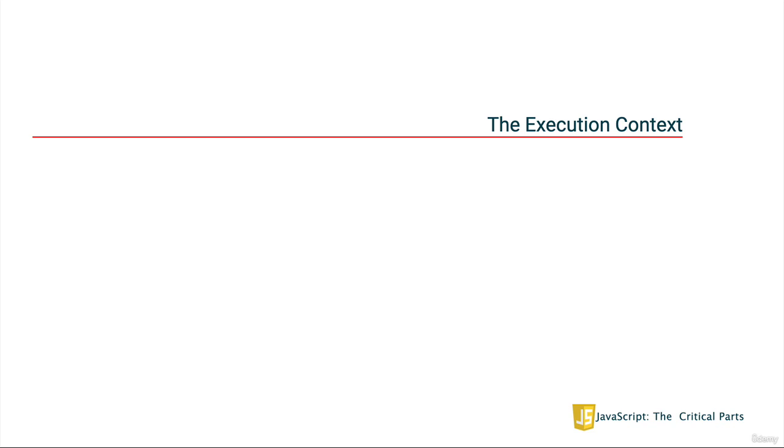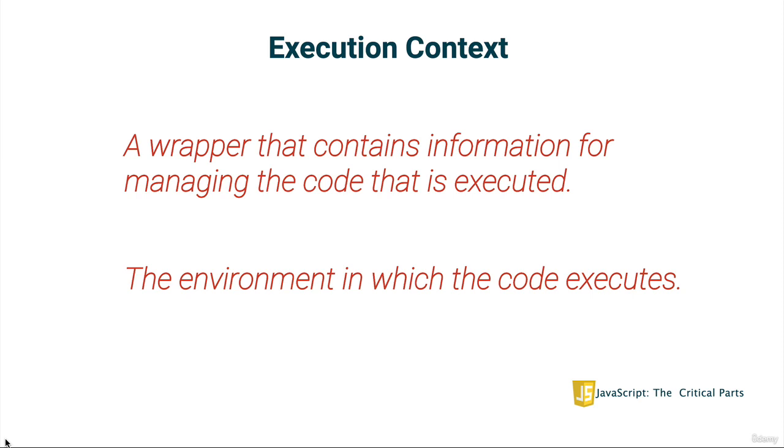Now let's first look at a couple of definitions of the execution context. So one, a wrapper that contains information for managing the code that is executed. Or another way to say it, the environment in which the code executes. And so our JavaScript code is running inside of an environment and has access to certain things. That is our execution context. So a way to think about that is the environment in which our code is running.